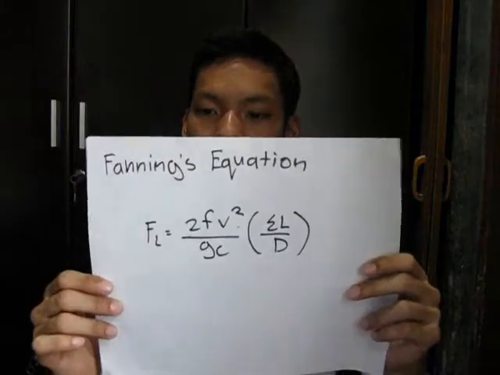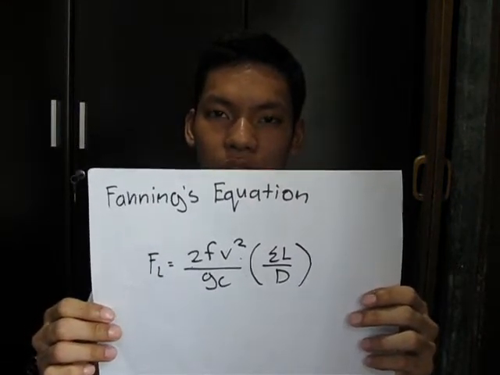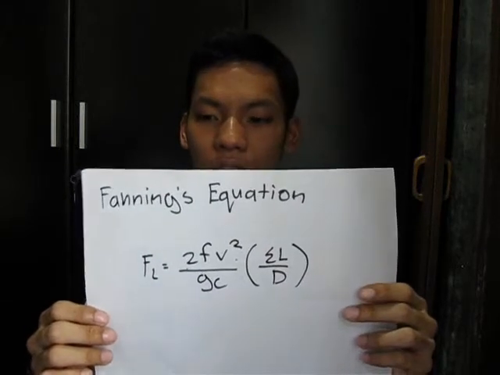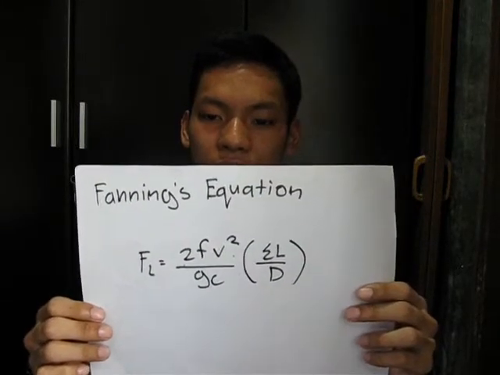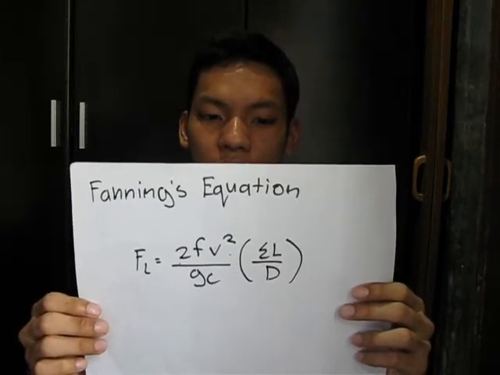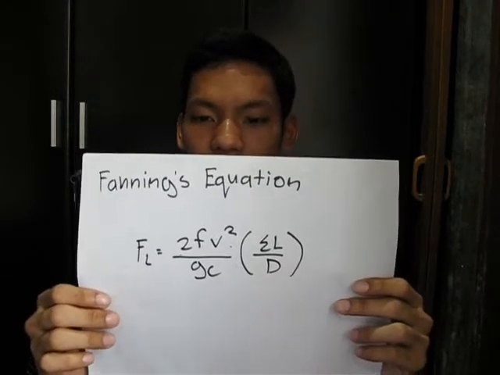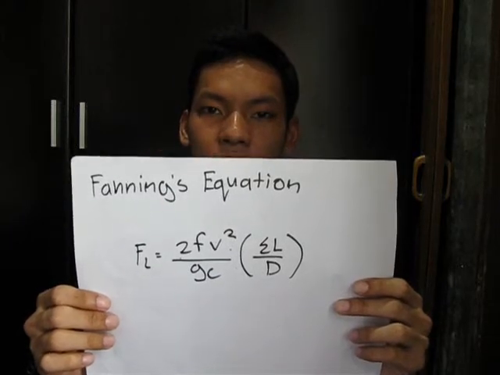Now I'm going to discuss how to get the friction losses in pipes using the friction factor F. Here is the Fanning equation: F sub L equals 2 times f times v squared over gc times the summation of L over D. F sub L is the friction loss, f is the Fanning friction factor, L is the length, and D is the diameter. First, f is unknown, and the summation of L over D is unknown too. So to get the Fanning friction factor, you need to get the Reynolds number.